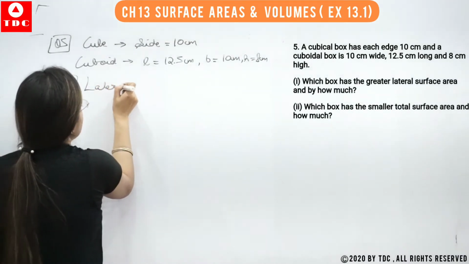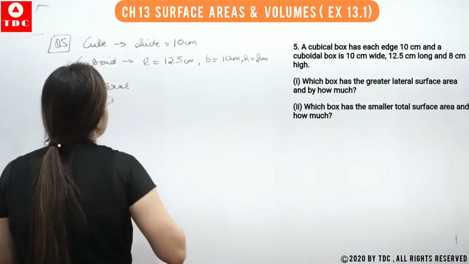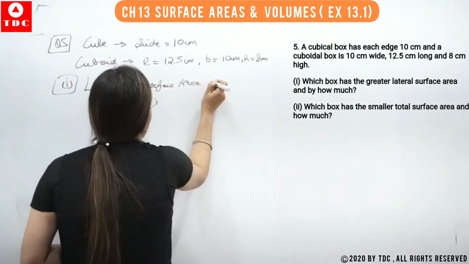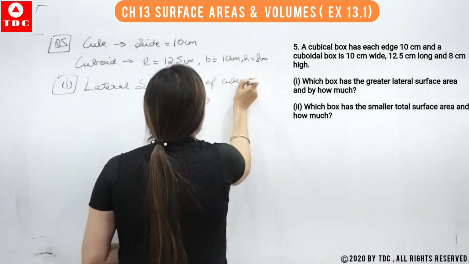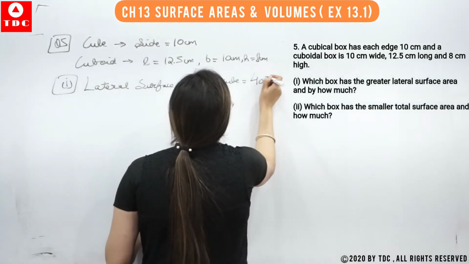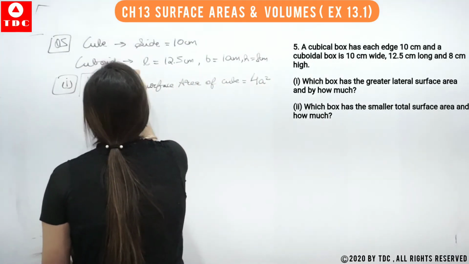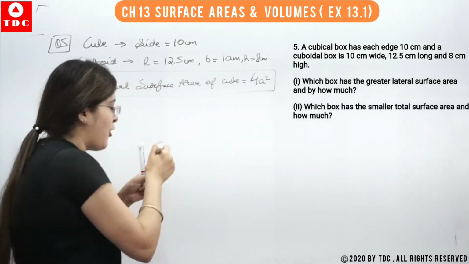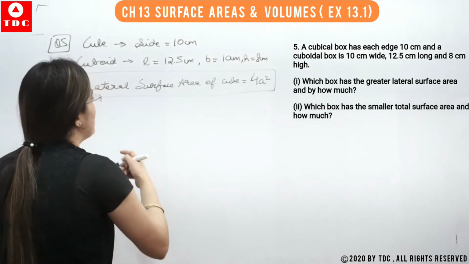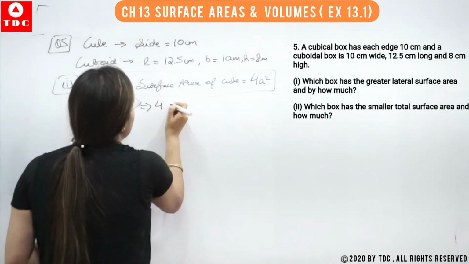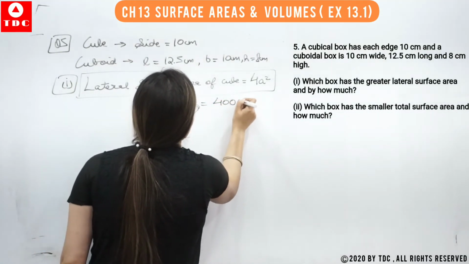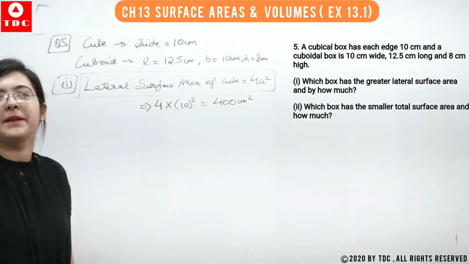Okay, lateral surface area of cube. We have just now learned the formula. That was 4a square. This is the formula to find out lateral surface area of a cube. How much will we get here? Put the values. 4 into 10 square. Okay, 10 square is 100. That means we are getting 400 centimeters square.